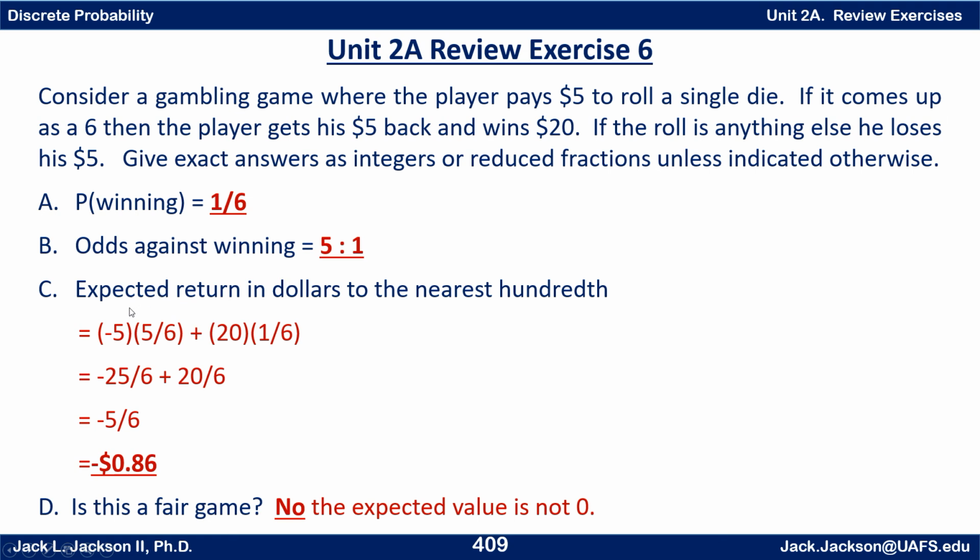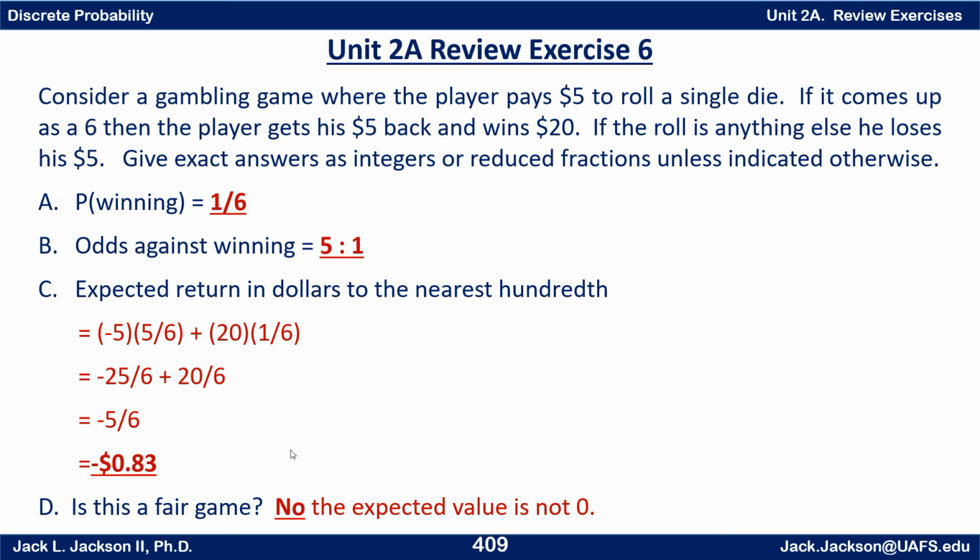The expected return is the amount times the probability, and then added up for the different possibilities. So 5/6 is the probability that you will lose $5. 1/6 is the probability that you will win 20. And you multiply those to get negative 25/6 and 20/6, and then add them together to get negative 5/6. If we put that into a decimal form, that's negative 86 cents. I take that back. That is negative 83 cents.